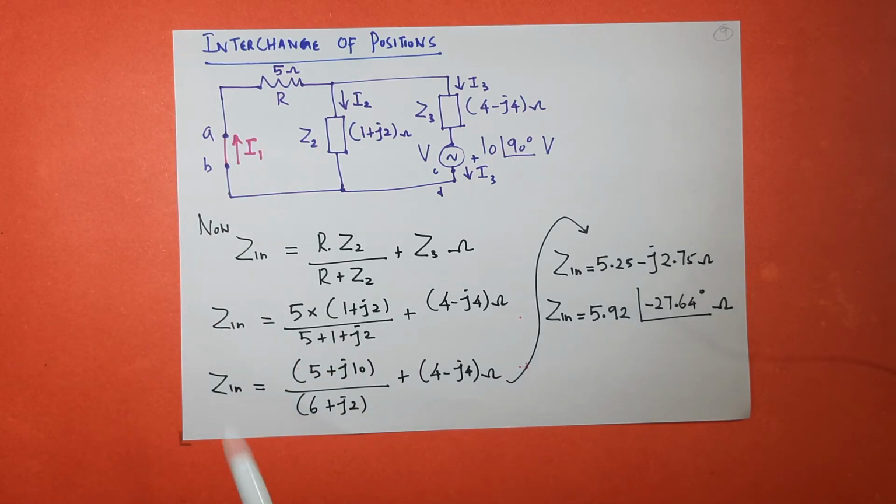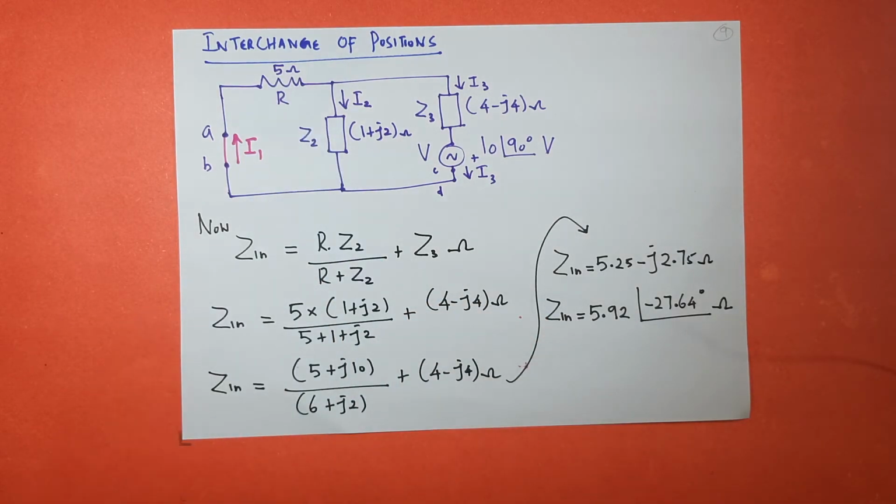Same procedure. Zin, that is input impedance, is nothing but these two are in parallel, 5 ohm in parallel with Z2. Then it will be in series with Z3. Okay. So Zin equal to R Z2 divided by R plus Z2 plus Z3 ohm. Just substitute the values R, Z2, and then you simplify. You get Zin equal to 5.92 angle minus 27.64 degree ohm.